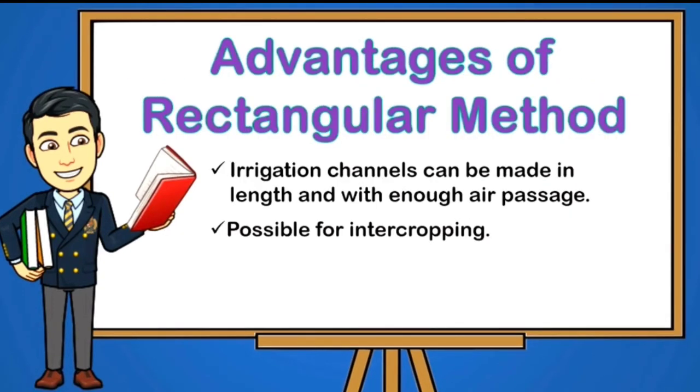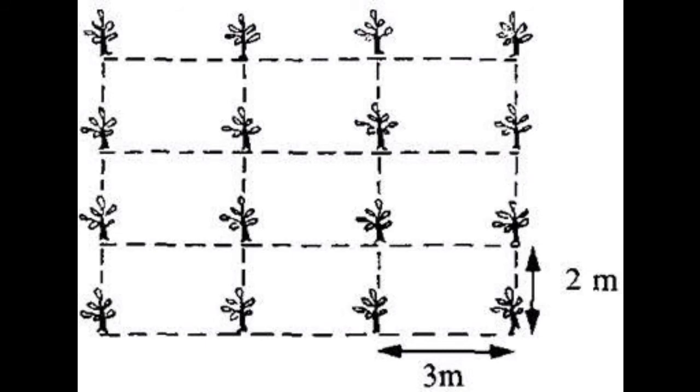Advantages of rectangular method. Irrigation channels can be made in length and with enough air passage. Possible for intercropping. Here's an example of rectangular method.